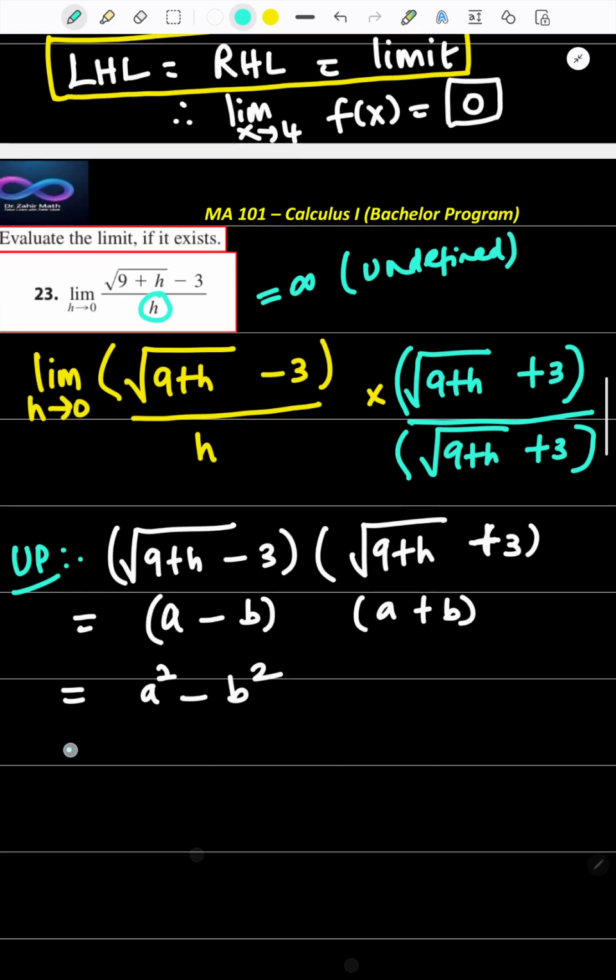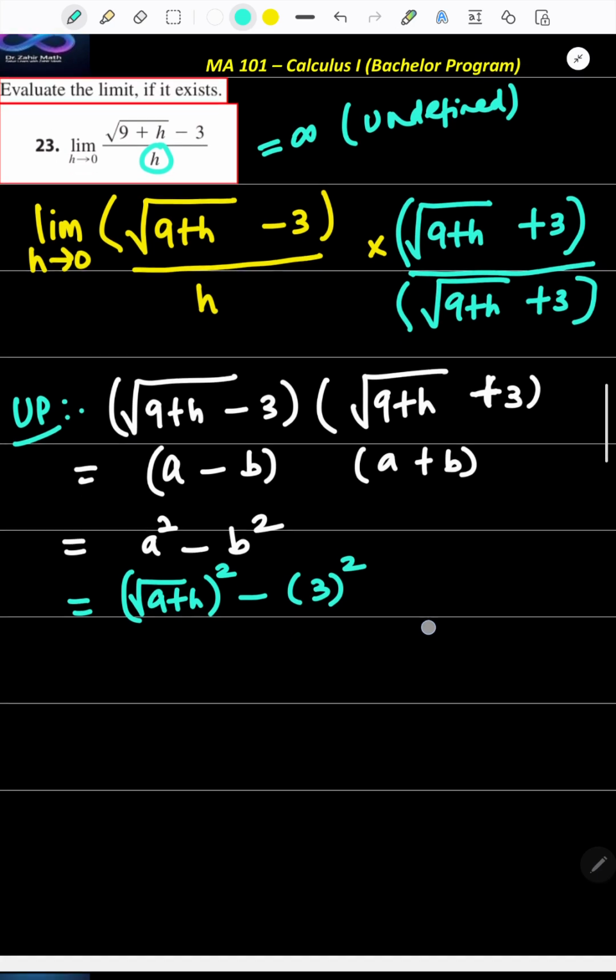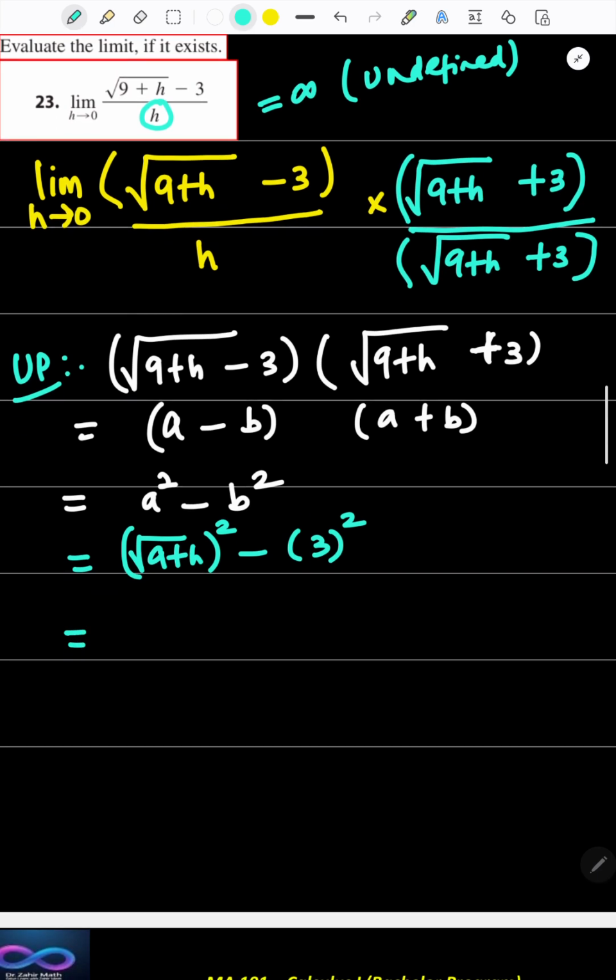So this equals, what is in the place of a? Square root of 9 plus h the whole square. What is in the place of b? 3 square. So this equals, right? Square root of 9 plus h whole square is what? Just 9 plus h minus 9. 9 gets cancelled. So you got the answer what? h. This is for the numerator.